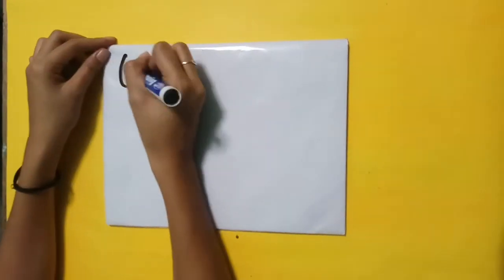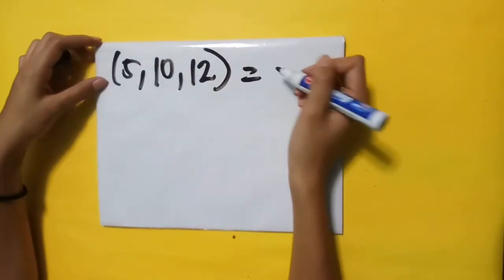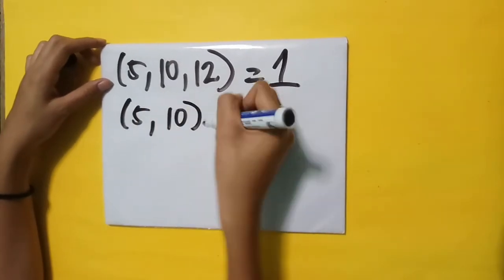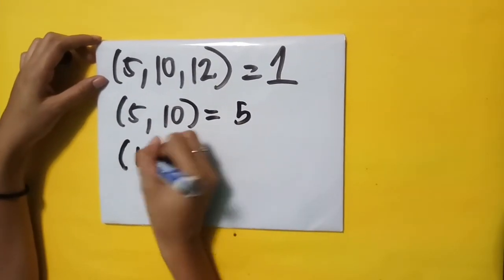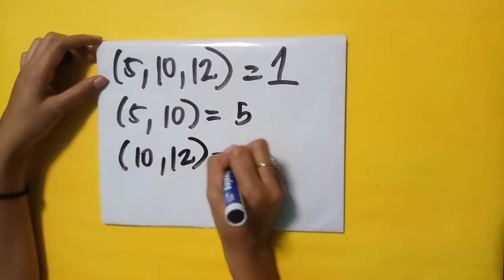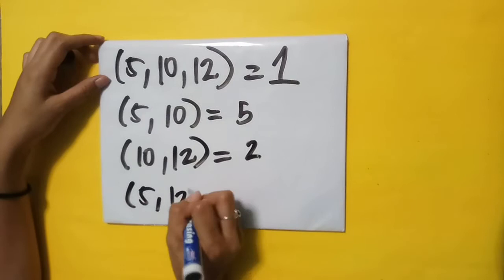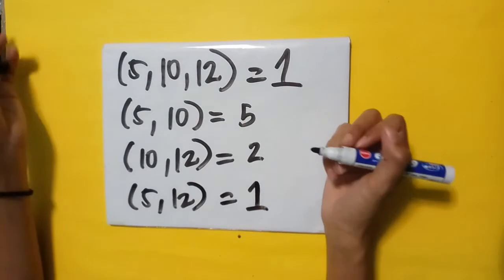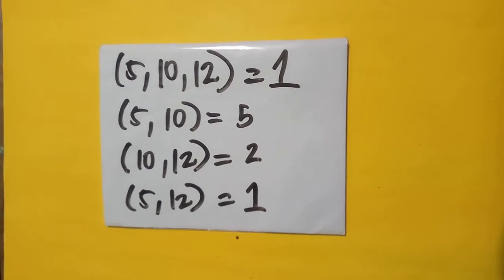Another example of mutually relatively prime is 5, 10, and 12. Their GCD is equal to 1. But when we find the GCD of 5 and 10, we get 5. Same with 10 and 12, their GCD is equal to 2. And 5 and 12, their GCD is equal to 1. Therefore, 5, 10, and 12 are mutually relatively prime, and they are not pairwise relatively prime. And that's all. Thank you.